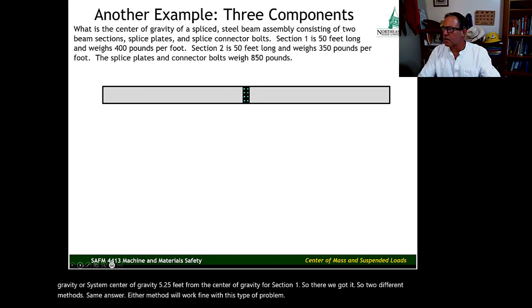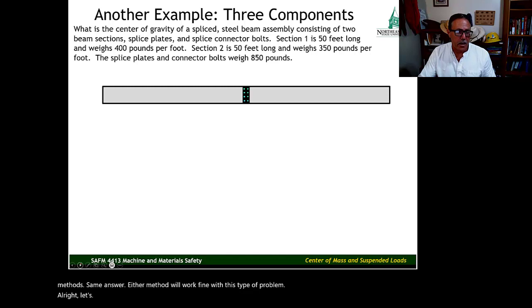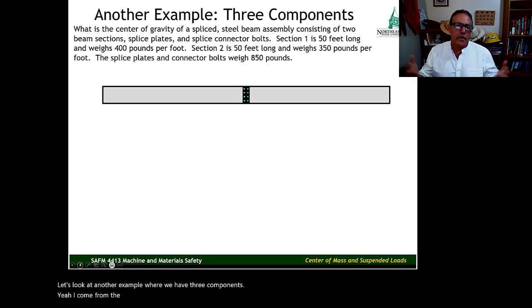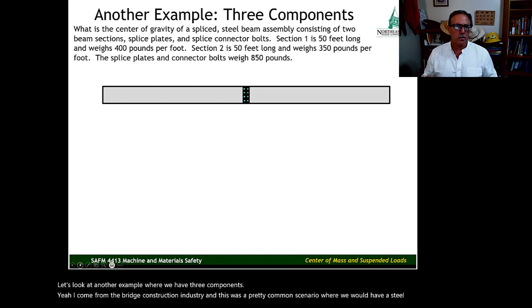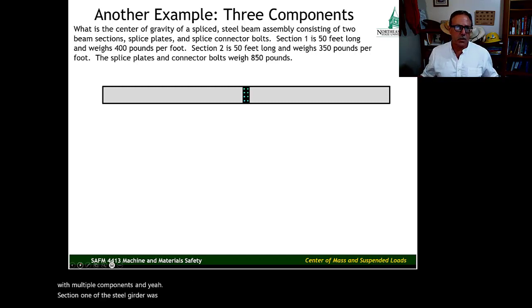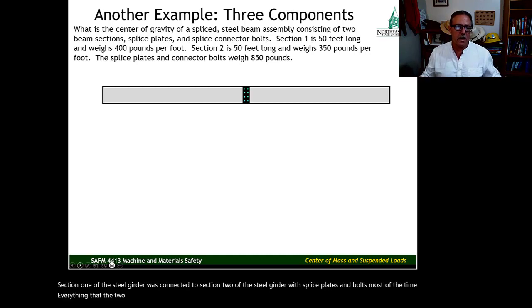All right, let's look at another example where we have 3 components. I come from the bridge construction industry, and this was a pretty common scenario where we would have a steel girder with multiple components, and section 1 of the steel girder was connected to section 2 of the steel girder with splice plates and bolts. Most of the time, the 2 girder components are going to be the same weight, but occasionally we run into a situation where one of the components is heavier than the other, and that's what we have here.